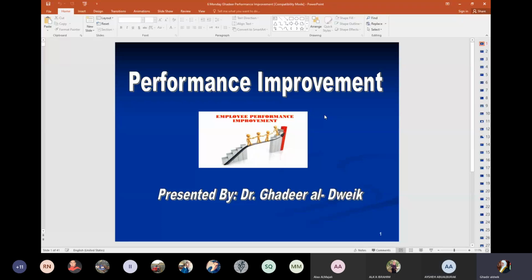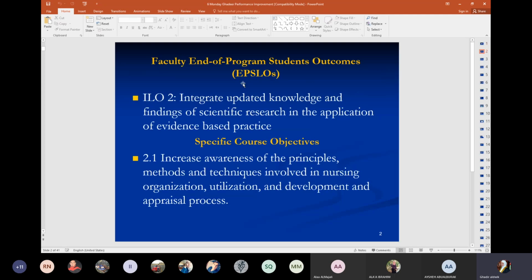Today we will talk about performance improvement, and this skill is a very important management function that enhances the staff's performance ability, enhances the selection and recruiting criteria, and can develop the skills among our staff. In our lecture today, we will cover the faculty end-of-program student learning outcome number 2, and we will try to enhance your ability to obtain evidence from the scientific article that I shared with you during the previous lecture about nurses' empowerment as a literature review paper.